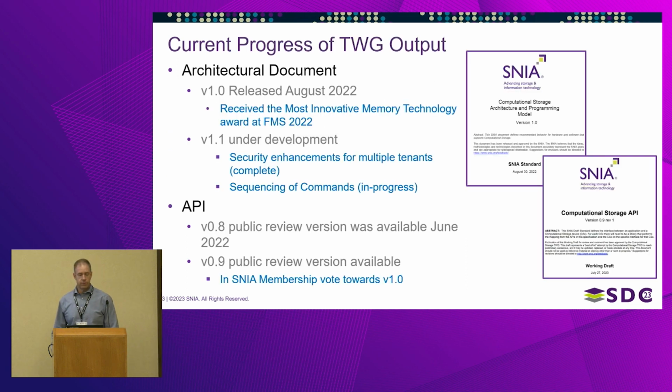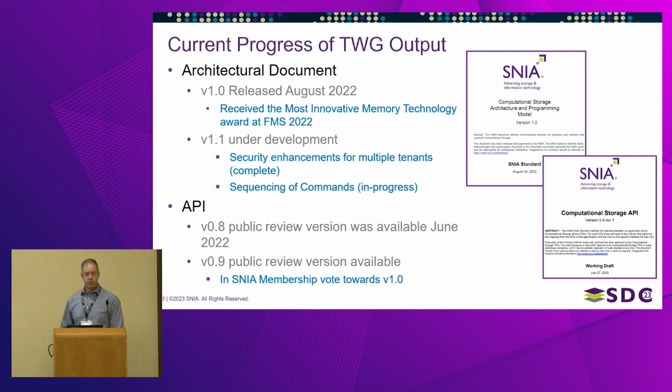So what have we been doing? Well, the computational storage TWG has been working on two different documents. An architecture document is the first one. We did release a version 1.0 in August of last year, August 2022. It did receive a Most Innovative Memory Technology Award at FMS last year.